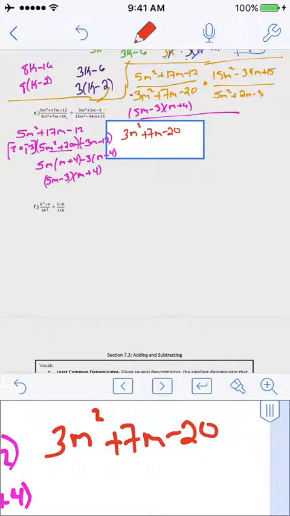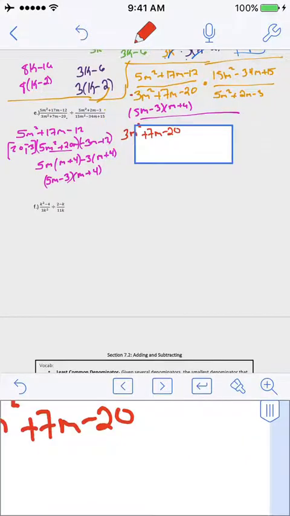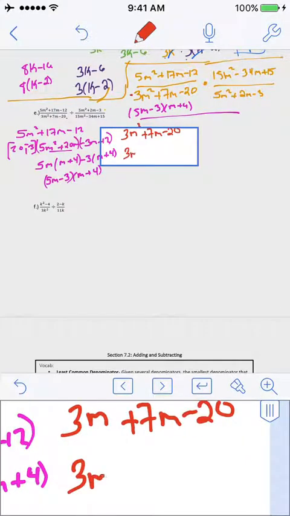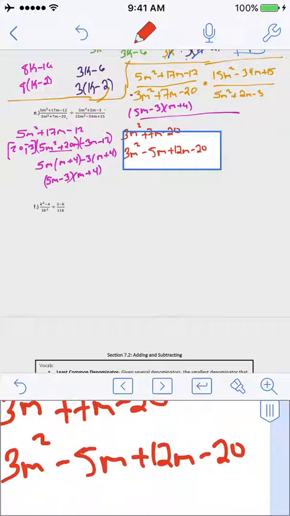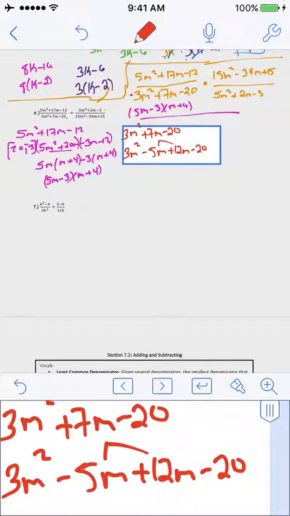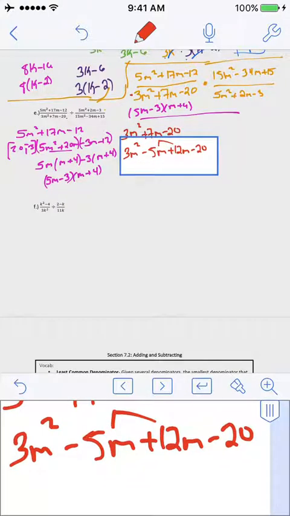Alright, 3 times negative 20 is also negative 60. And let's see, two things that multiply together to give me that and add to 7. I think 5 and 12 would give me 60, and negative 5. Okay, so negative 5 and 12. So 3m squared minus 5m plus 12m minus 20. That splits the 7, since 12 minus 5 is 7. So I can split it that way. Factor by grouping.